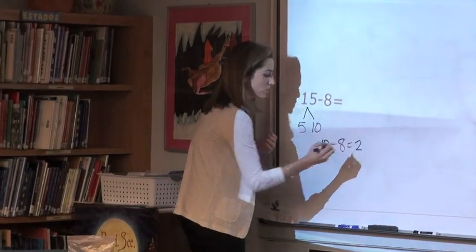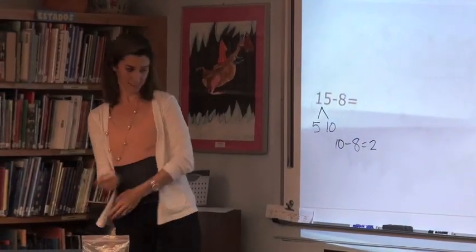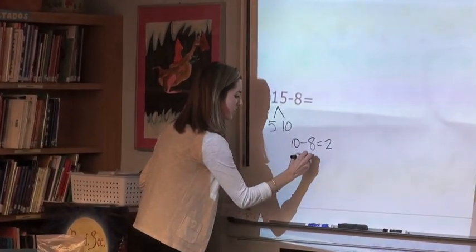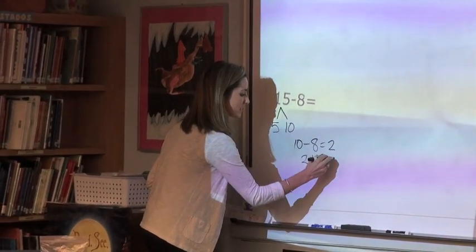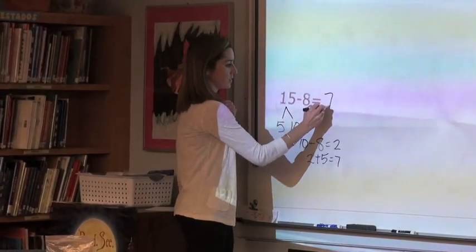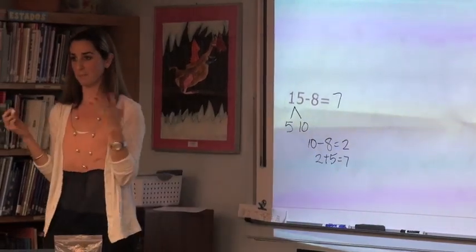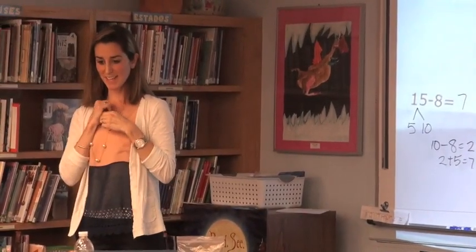10 minus 8 equals 2. And then add the leftovers. Very good. 2 plus 5 is the same as 7. And so there's my answer. Awesome. Very well done.